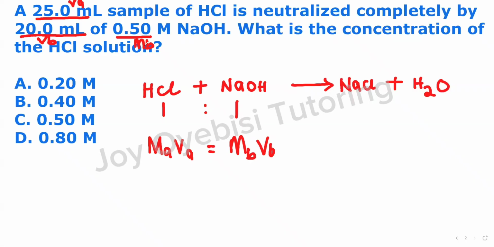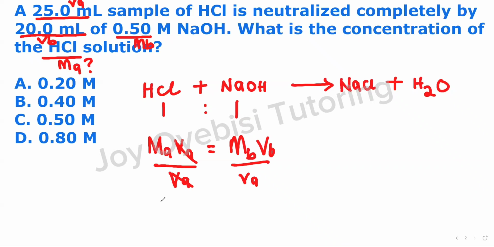And what is our unknown? This question is, what is the concentration of HCl? So our unknown is the Ma, the molarity or the concentration of HCl. Ma is our unknown. To solve for that, divide both sides by the Va in order to isolate it, okay? So this is what you have.